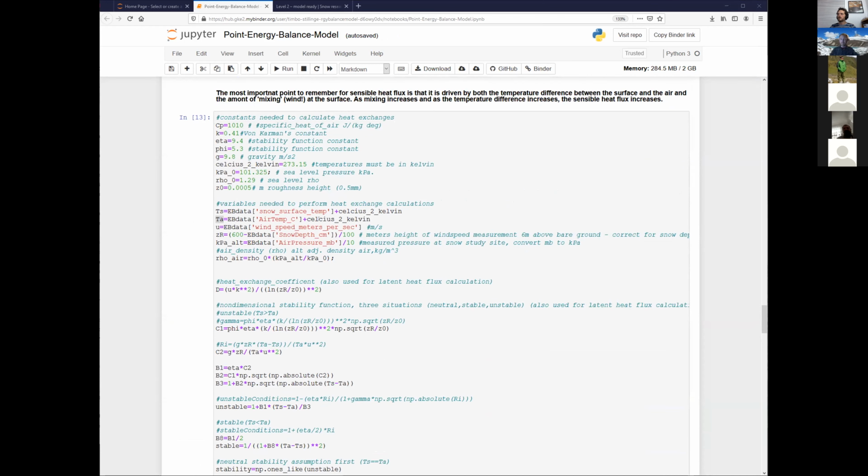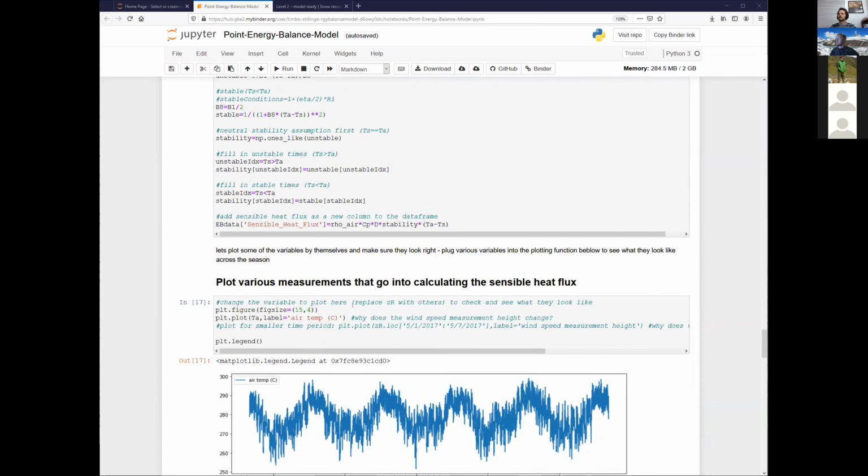I'll do one more while you guys are doing that. I'll pick another one. I'll look at the snow surface temperature over this 5-year period really quick.